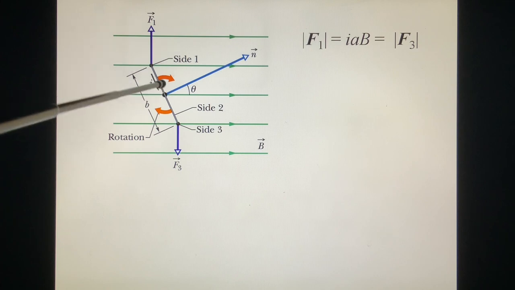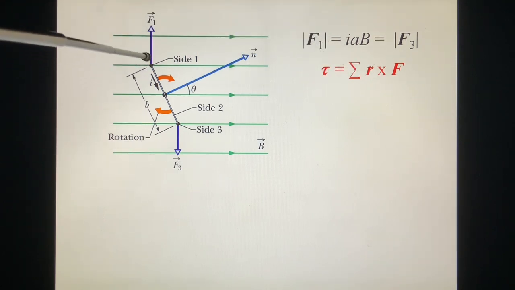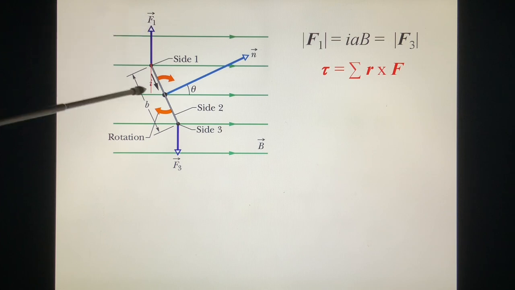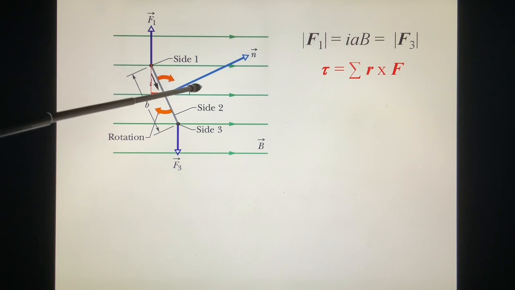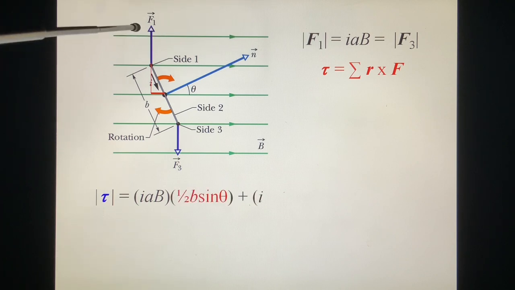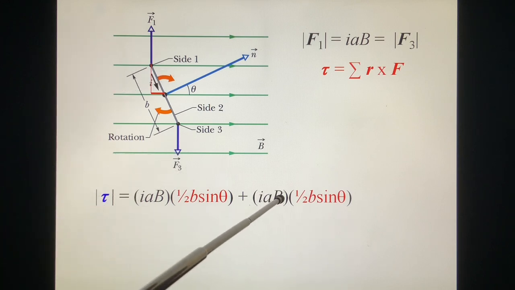So let's see the torque around this point, the rotation axis. We know this F1 torque is R cross F. This R, this one, okay, the F, this one, so we should take torque around this one. Torque of F1 is F times this one. What is this one? This one is half of this. This is B, half B, and this angle is equal to this angle theta. So this length is half B sine theta. So the torque equals two parts. One part from F1 is IAB multiplied by this, half B sine theta. The same thing for F3 is IAB times half B sine theta.